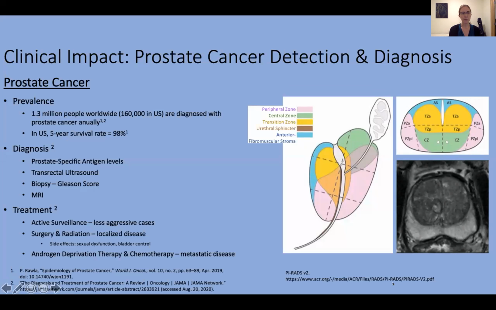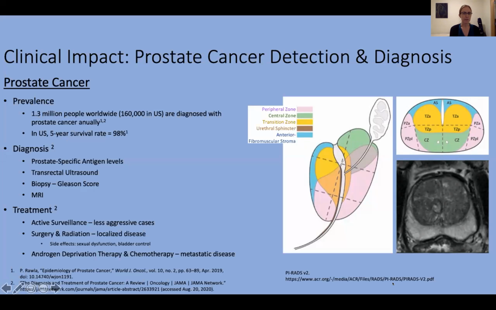So prostate cancer is quite prevalent. It affects about 1.3 million people worldwide, including 160,000 in the US annually. But fortunately, the 5-year survival rate is quite high, at about 98% for US patients diagnosed with prostate cancer. Accurate diagnosis and staging of prostate cancer are necessary to optimize treatment.